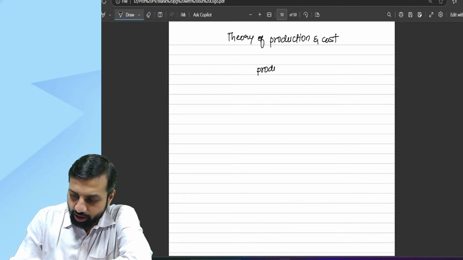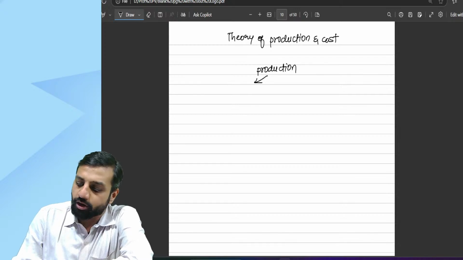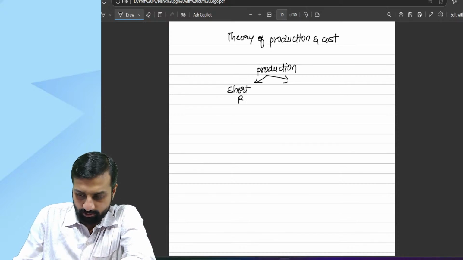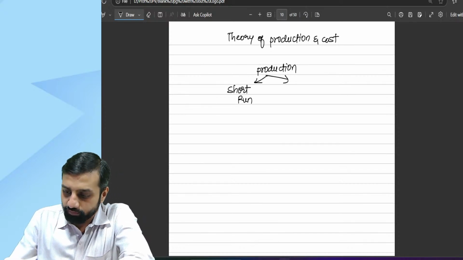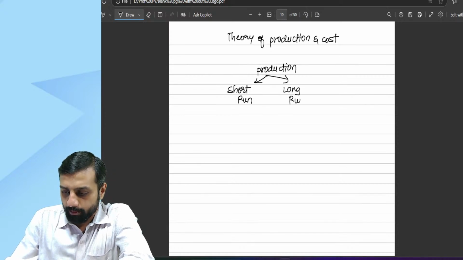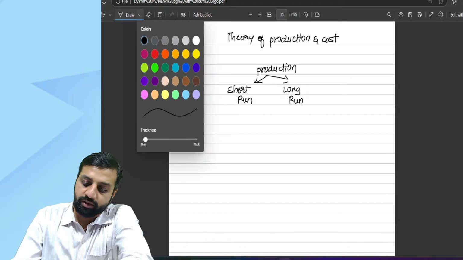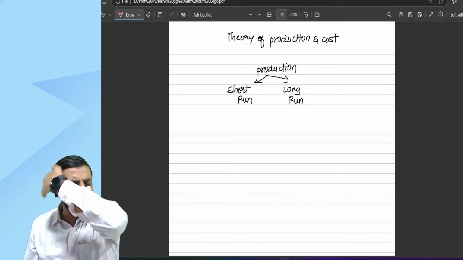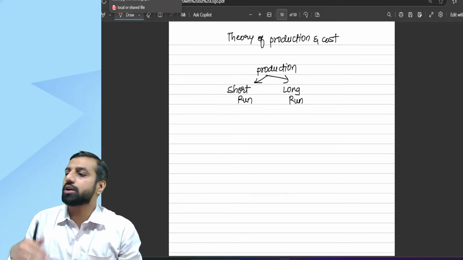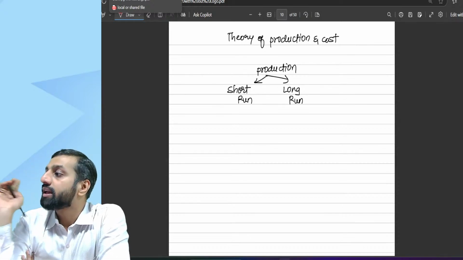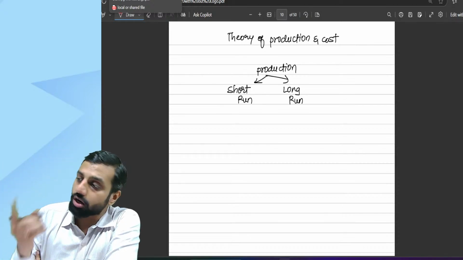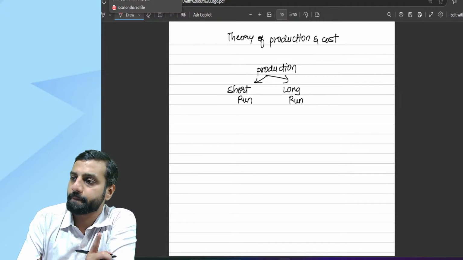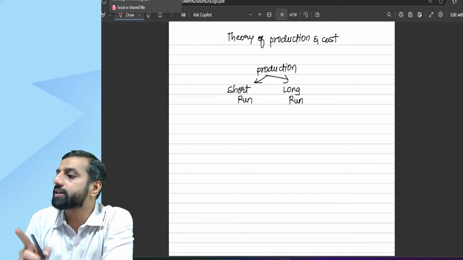Now, when we study production, production can be studied in 2 time periods. One is short run, another is long run. What do you mean by short run? So see, majority of you might feel that short run means less than 1 year, long run means more than 1 year. That is not correct. When we define production, short run and long run are defined on the basis of availability of factors of production and not on the basis of time.